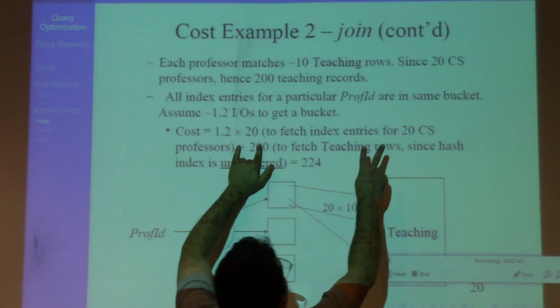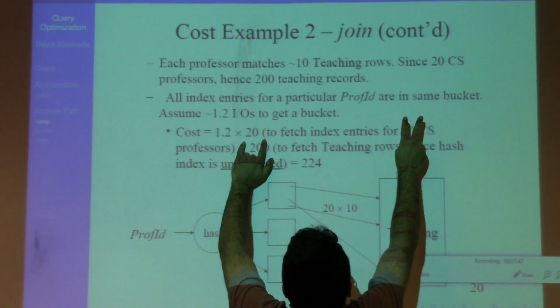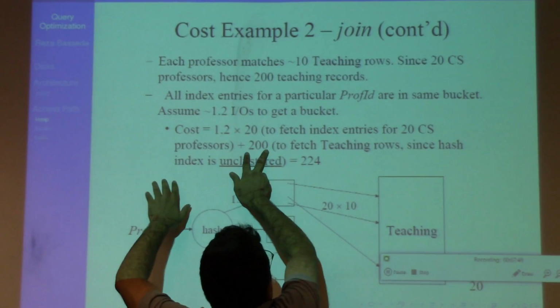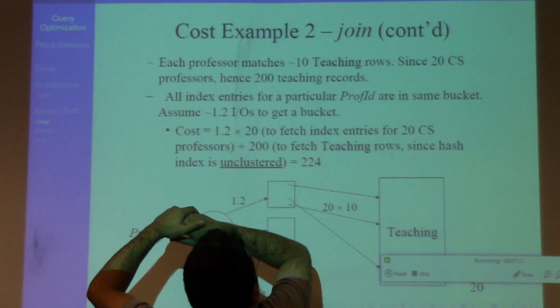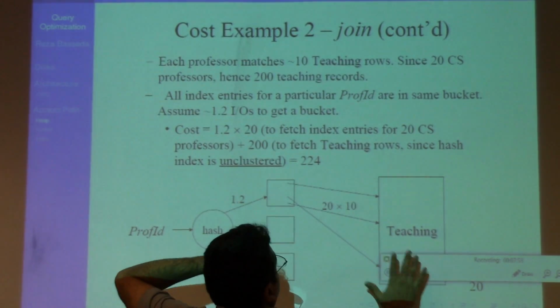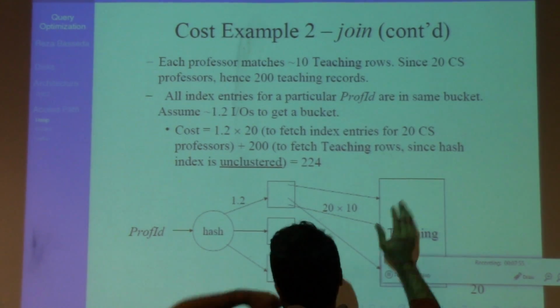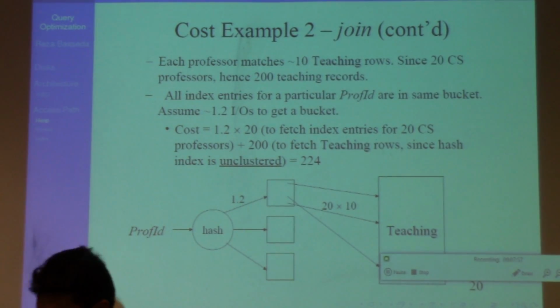Multiply by how many professors? Suppose that you have 20 professors. Okay, plus 200. 200 is what? 200 rows, 200 matching rows from the teaching table.